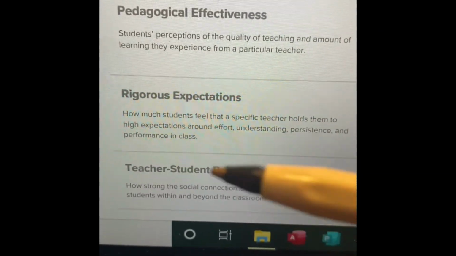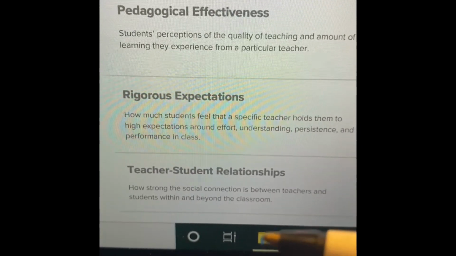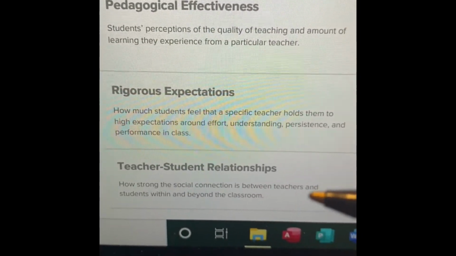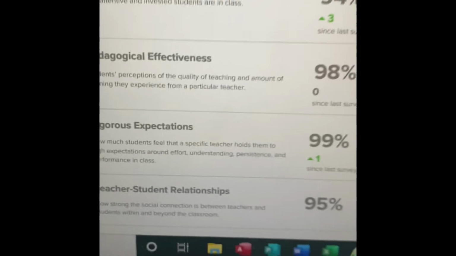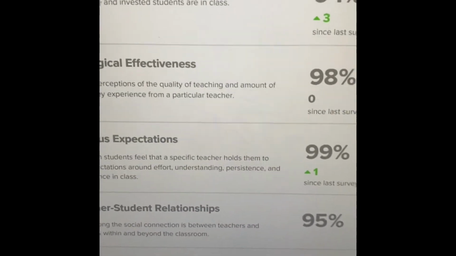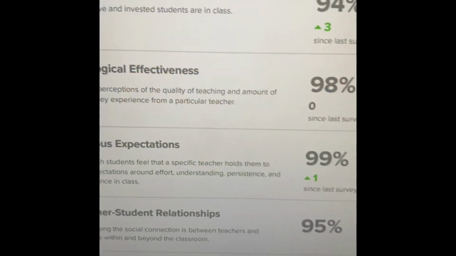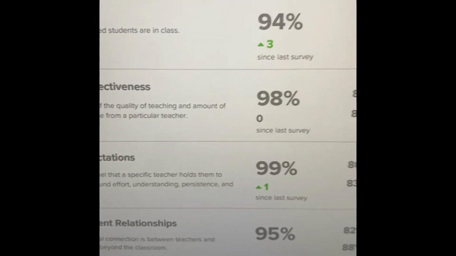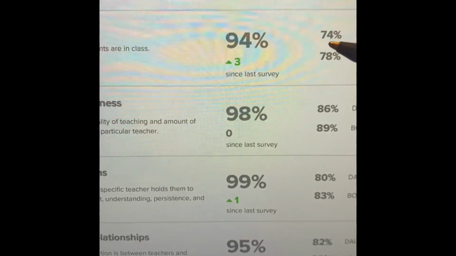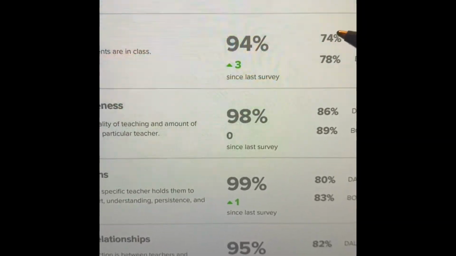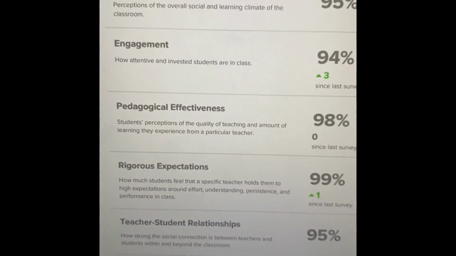And finally, teacher-student relationships is how strong the social connection is between teachers and students within and beyond the classroom. This also involves social emotional learning. I think that one is really strong. As you can see, this was my score. Anything that has a green like this means that you went above a little more. It also compares here to the district and the rest of the school as well. So the top number on this side is how they did on the district, and the bottom number is how they did on the school. Now let's look at these ones individually.